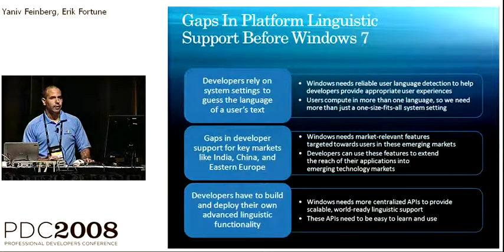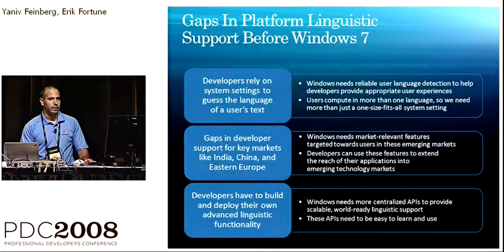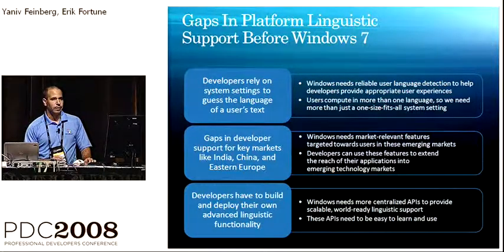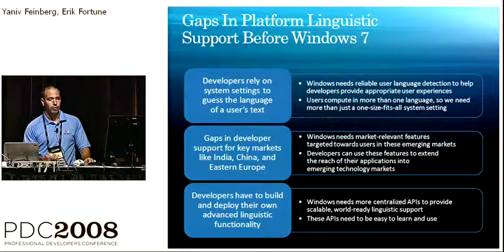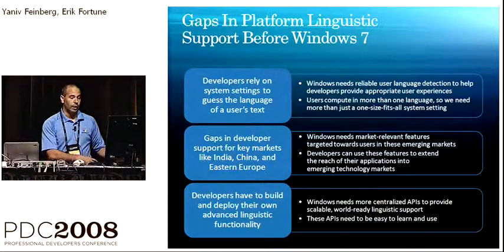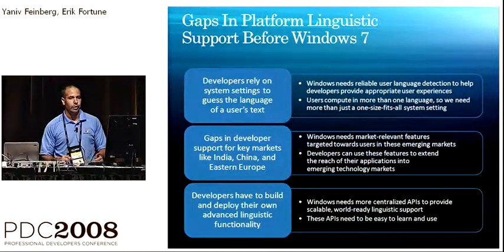So in Windows 7, we tried to identify the gaps that exist today and see how we can improve on those gaps. The first gap that we identified is that applications, or the developers, really want to know what the current user language is that the user is using, what they are typing in, or what they are actually reading. And when you know that, you can tailor the user experience to that user.